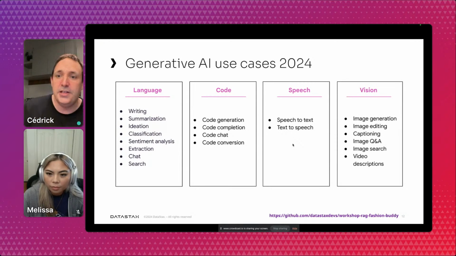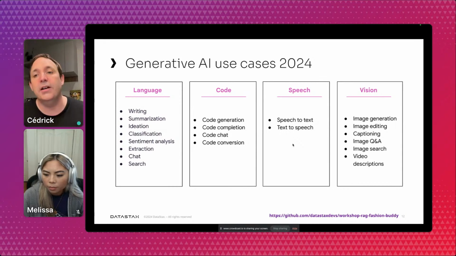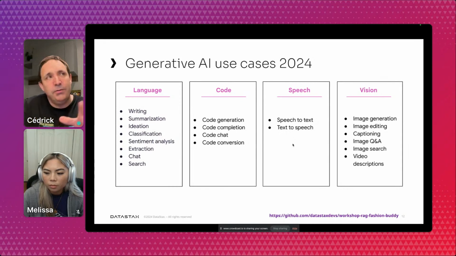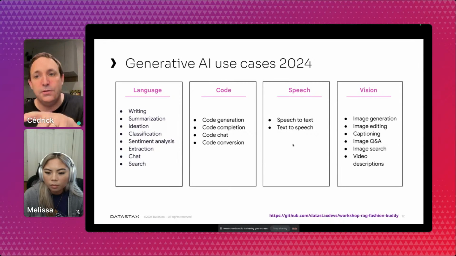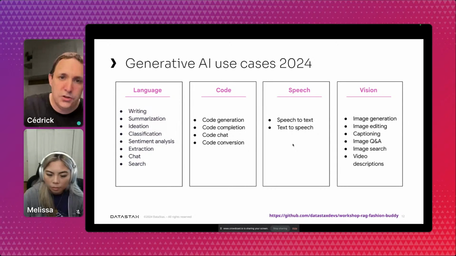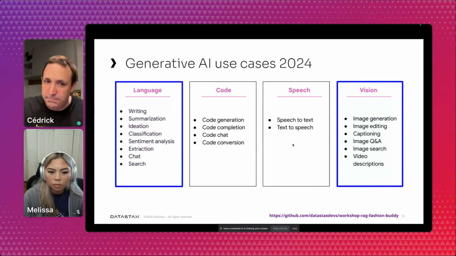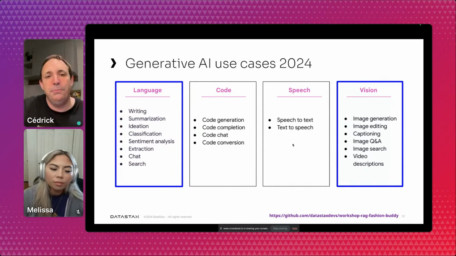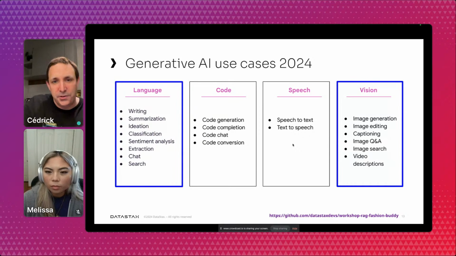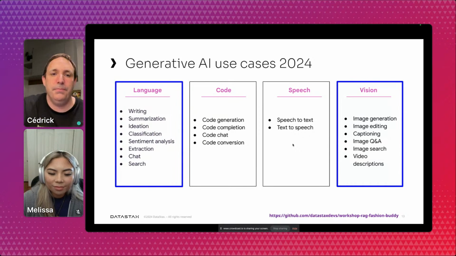So vision is what captures the image information. So when you're interacting with both chat and image, this is the vision that will get you the meaning of your image. Okay, I told you not too much theory, but I need to position the building blocks today. In Fashion Buddy, we are using language and vision.